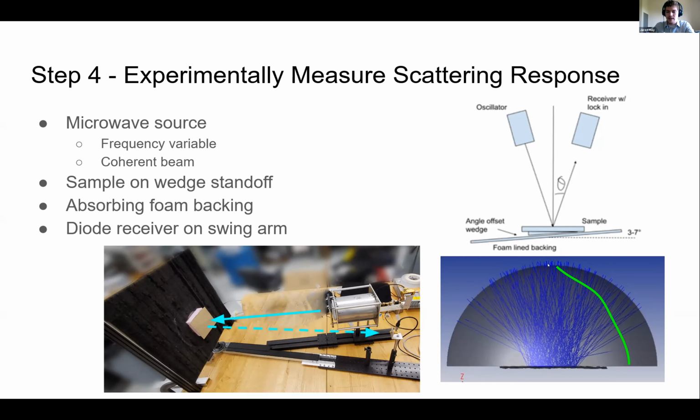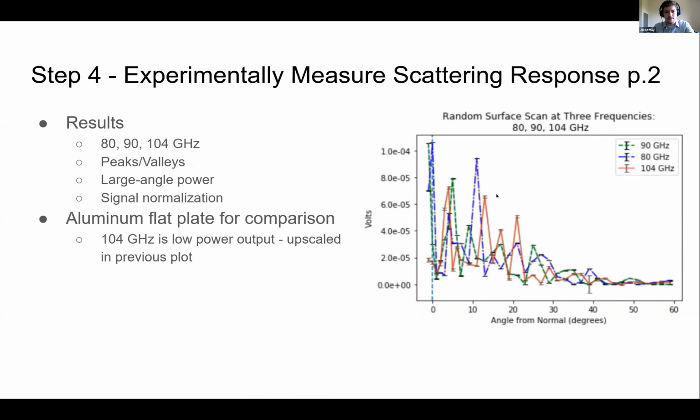So on the bottom right is that hemisphere that I showed during ray tracing. And when we swing our diode around, we're only looking at a single cut in this hemisphere. And the results of that are shown here. I did sweeps at 80, 90, and 104 gigahertz. And you can see these aren't those smooth lines from ray tracing that I was showing earlier. And that's for a number of reasons.